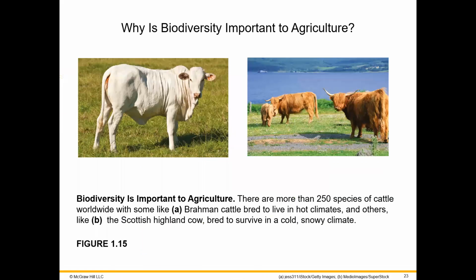Why is biodiversity important to agriculture? So there are more than 250 species of cattle worldwide. Some, like the Brahman cattle, live in hot climates, and others, like the Scottish Highland cow, are bred to survive in a cold and snowy winter. Wild relatives of crops provide a useful reservoir of genetic material for developing pest-resistant varieties or strains that can grow in marginal areas. And pollinator diversity, as I mentioned before, is vital to maximize the pollination of crops.